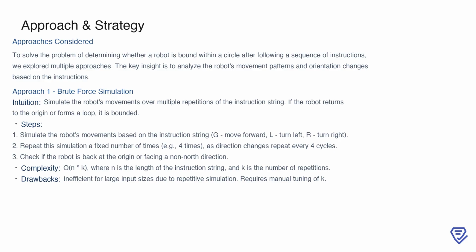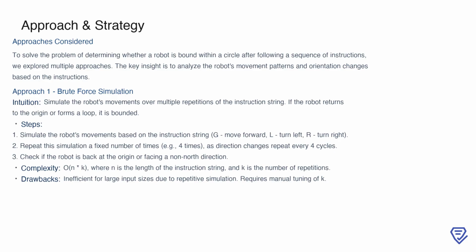The robot executes G to move forward, L to turn left, and R to turn right. By repeating the simulation multiple times, we can observe whether the robot eventually returns to its starting point or forms a loop. Since the robot's direction changes follow a periodic pattern, we typically simulate up to 4 cycles of instructions. This allows us to determine if the robot is bounded.